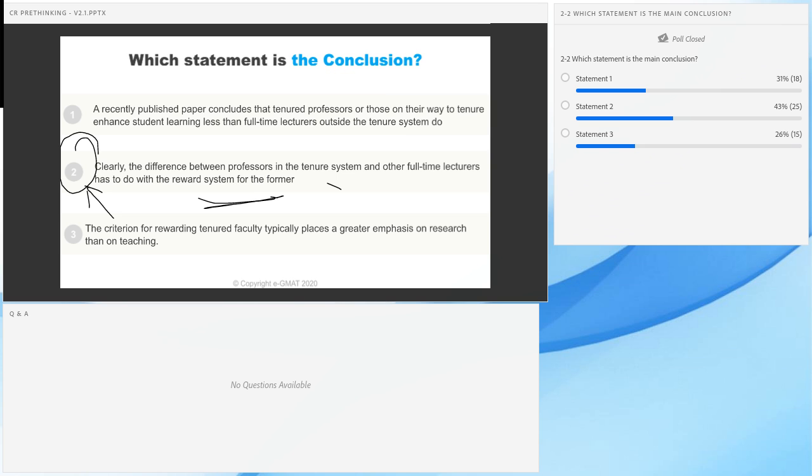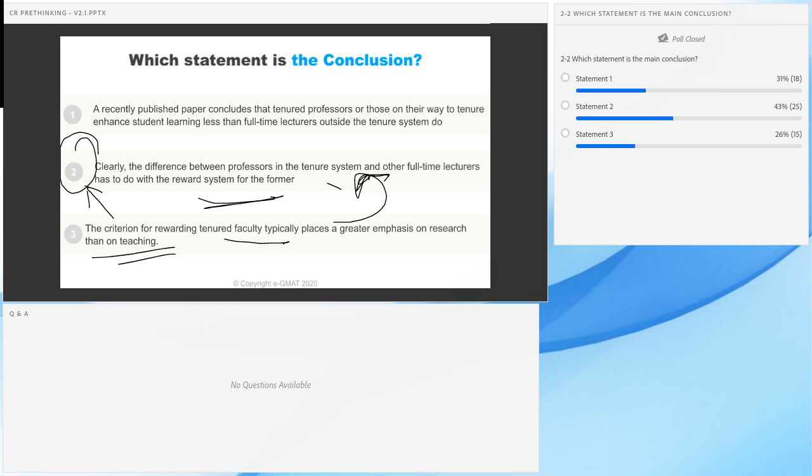Statement number 3 is written to make statement number 2 more believable. It's written to support statement number 2. It says the criterion for rewarding tenured faculty typically places a greater emphasis on research than on teaching. This is written to support statement number 2. Okay. Statement number 1 is a fact.